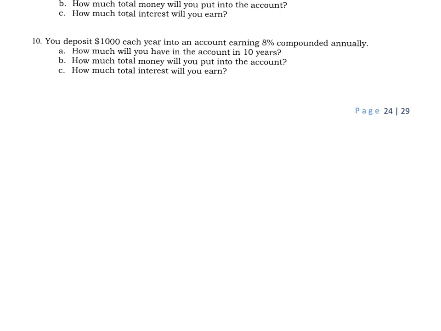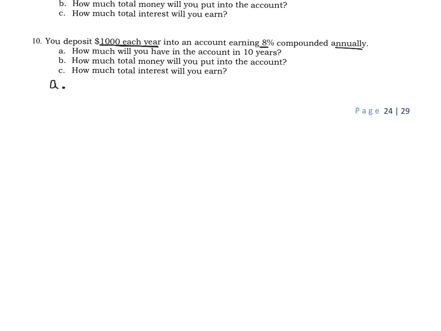Finance practice exercises number 10. You deposit $1,000 each year. Again, this implies a regular deposit, not just a one-time deposit, into an account earning 8% compounded annually. That's once a year. How much will you have in the account in 10 years? So since you're making a regular deposit, that's going to be the annuity formula.